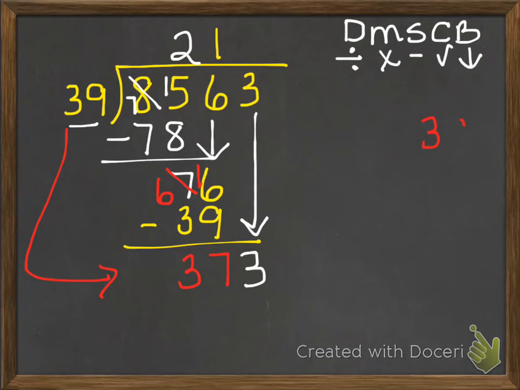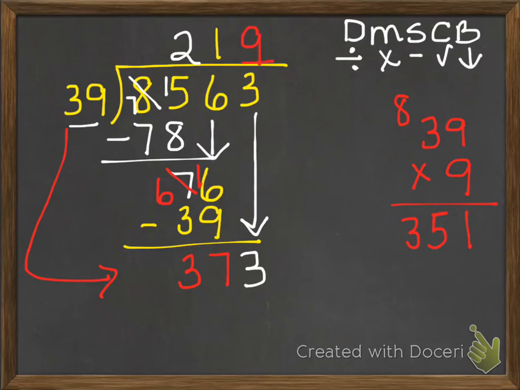So I'm going to take 39 and multiply it times 9, and hopefully I will get close to this number without going over. So 9 times 9 is 81. 9 times 3 is 27, plus 8, 27, 28, 29, 30, 31, 32, 33, 34, 35. And I got pretty close without going over. So I'm going to place my 9 here.